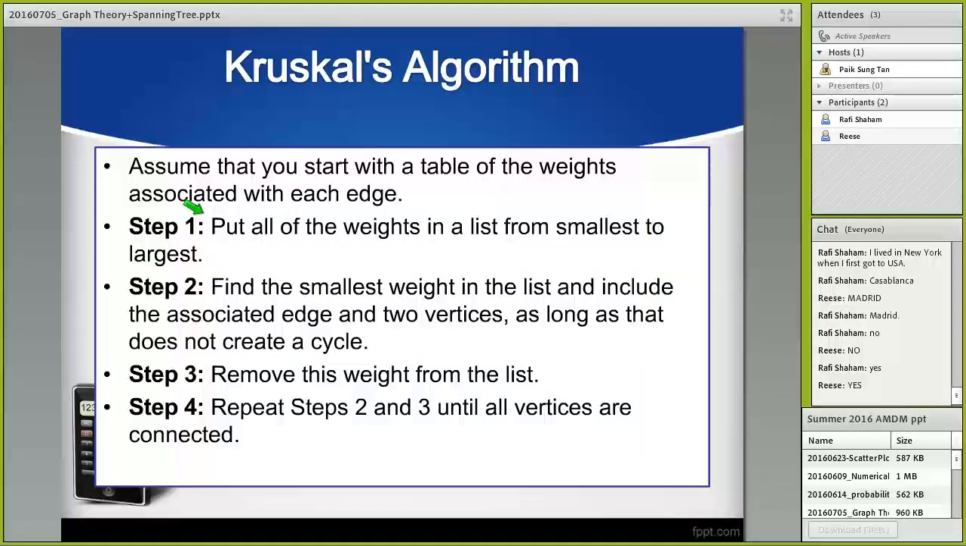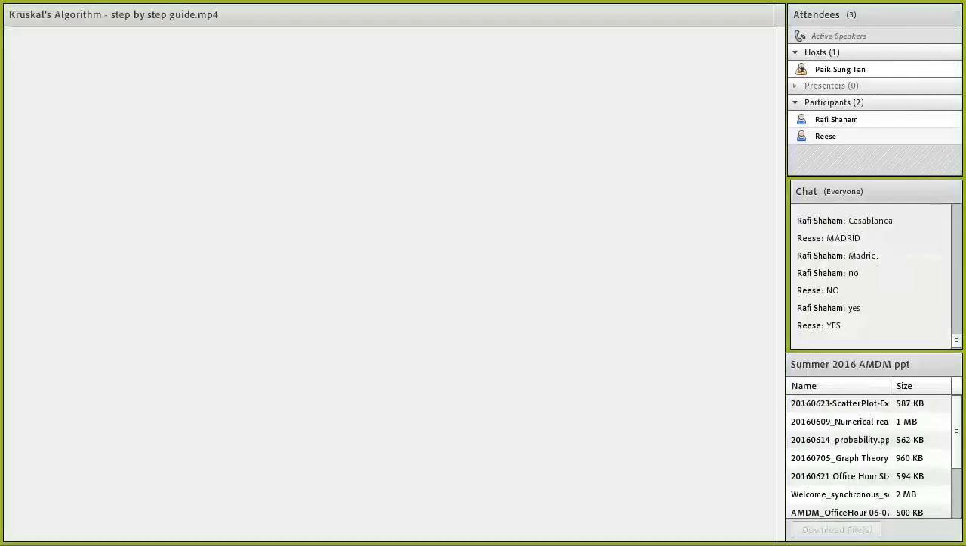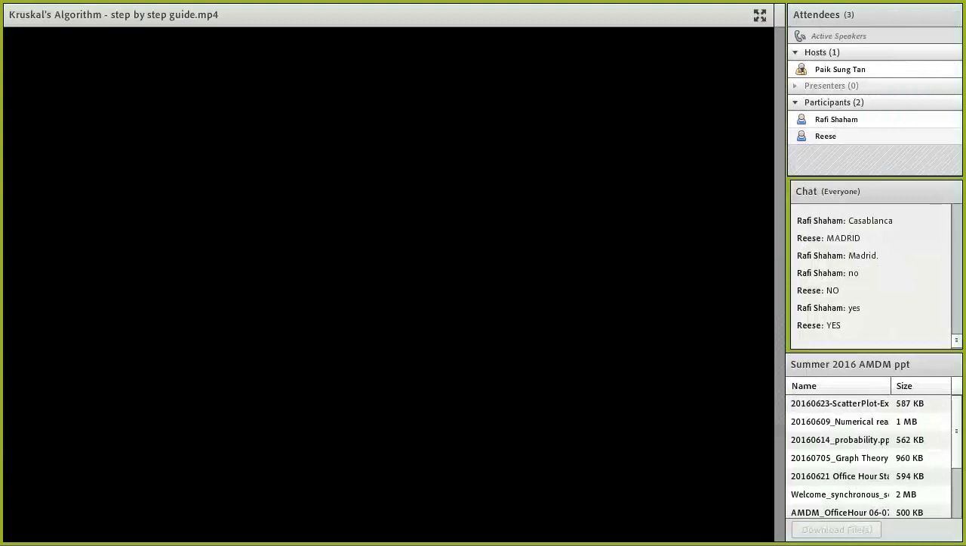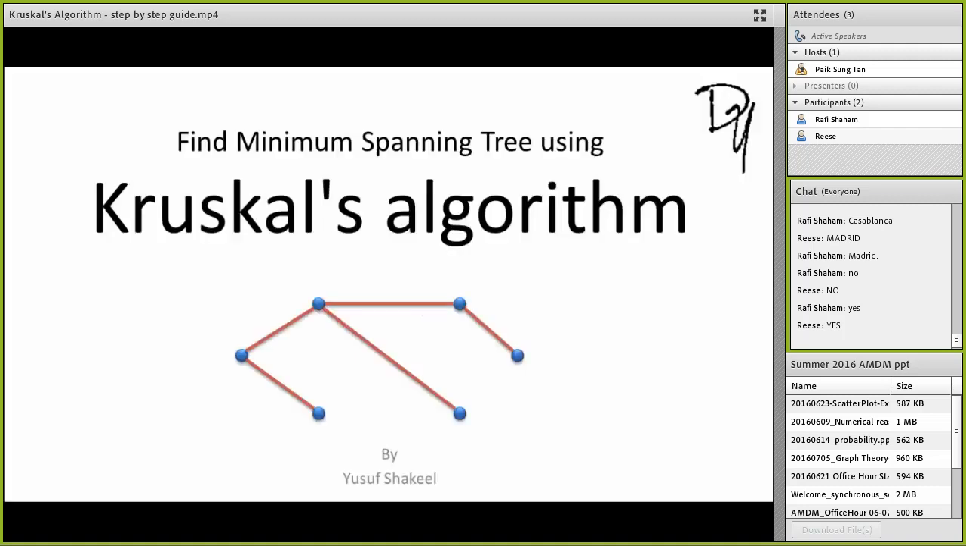Assume that you start with a table of weight associated with each edge. Put all the weights in a list from the smallest to largest. Here's the step. You can print it out using your printer. I think it'll be clearer when I show you the video that shows you the example. Okay? I'm going to show you the video.